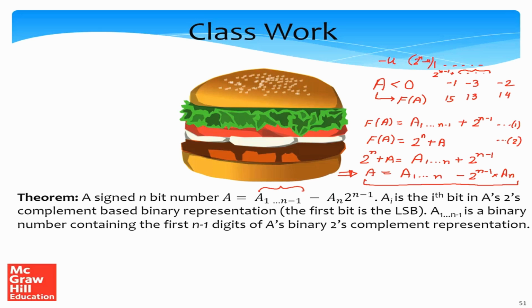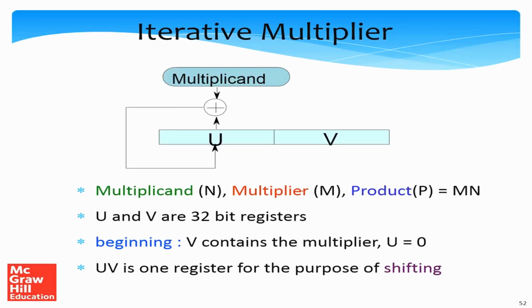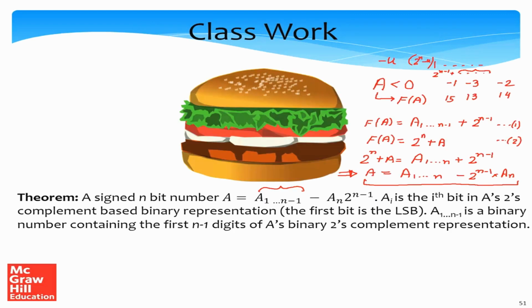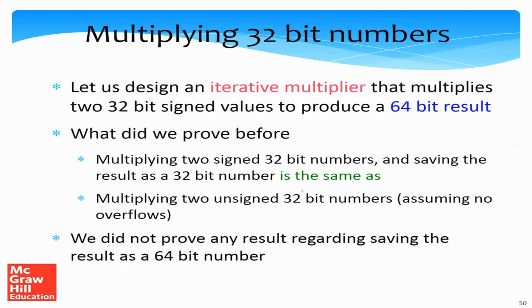Alright, so given that we are armed with this proof, let us move forward and try to design a multiplier. Let me just make one more point before we proceed. I want to repeat it because it's very important. Let me go to this slide. What we proved in chapter 2 was that when we multiply two signed 32-bit numbers and save the result again as a 32-bit number without any overflows, it is exactly the same as considering the unsigned representations.